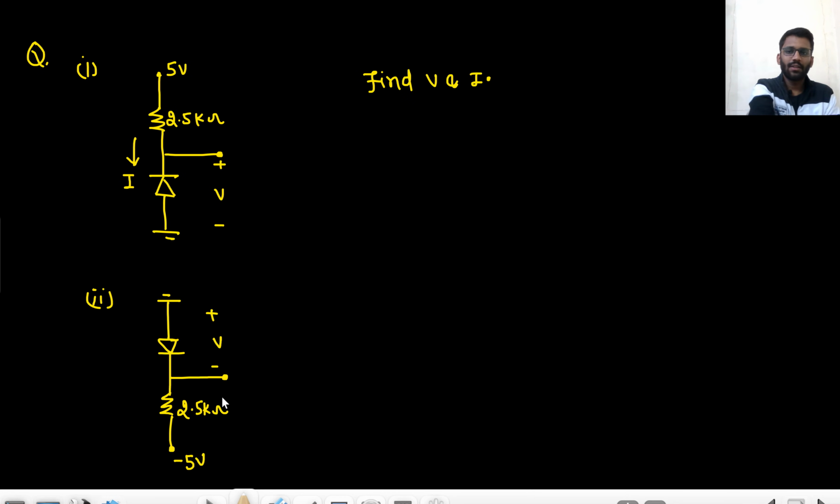Let's solve this question. You have to find the value of V and I. So what will happen? The diode will be off. So tell me what will be the value of V? 5 volt, right? Because the diode is off.